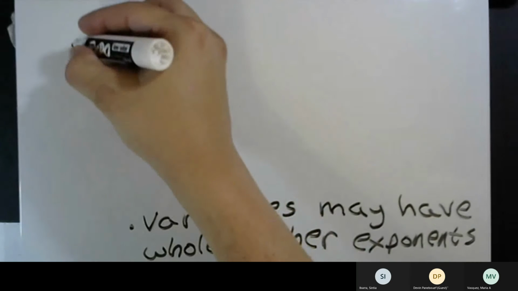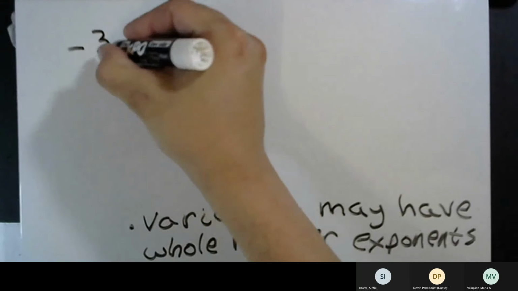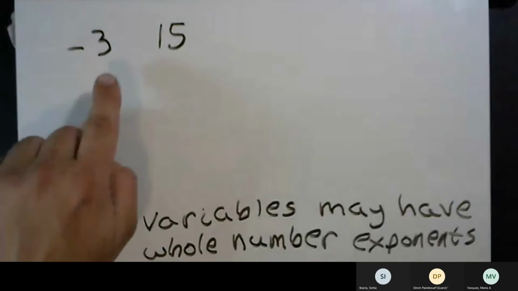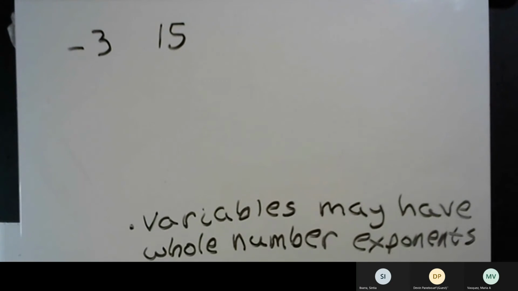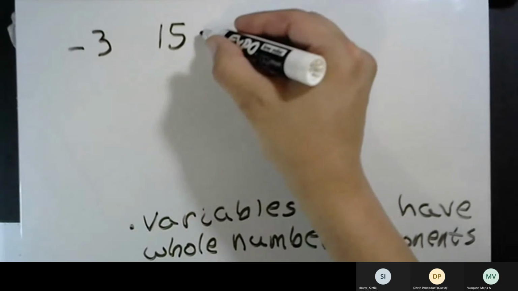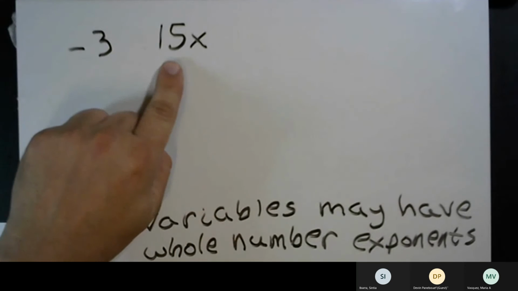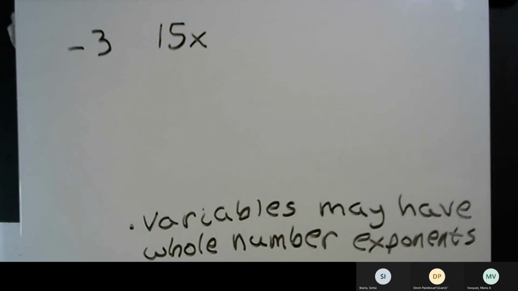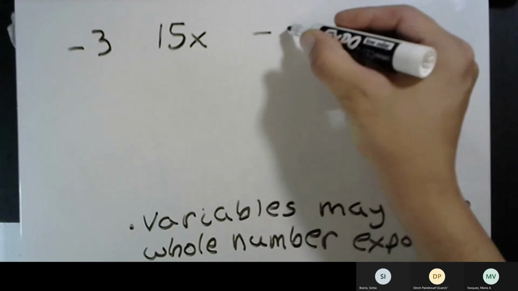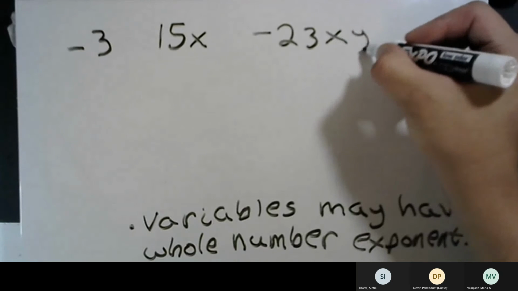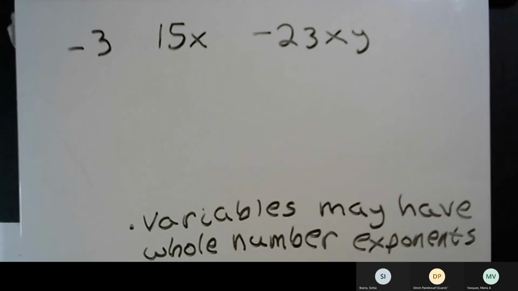So examples of monomials, -3. So that's just a constant. Constant term, that's a monomial. That's a single term. Other ones that we've seen, something like 15x, we've dealt with something like this. This is also a monomial. You have a constant times a variable. And we could get kind of fancy with this. We could have multiple variables. Constant times multiple variables.